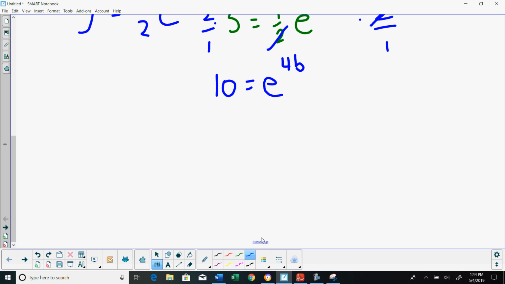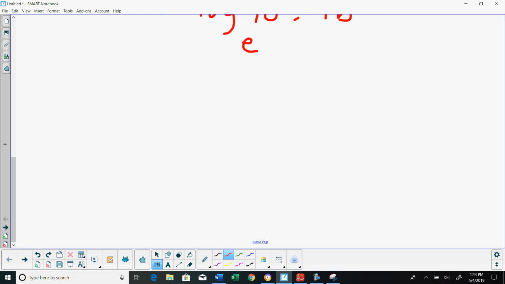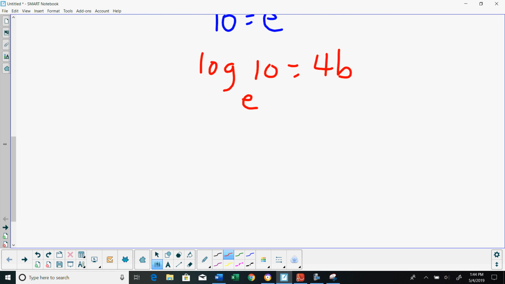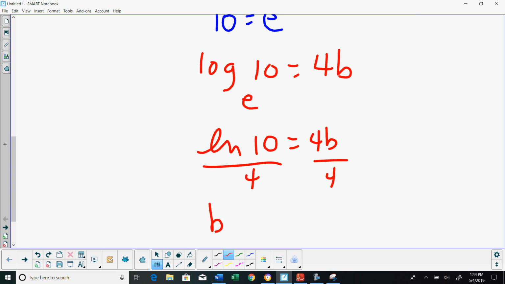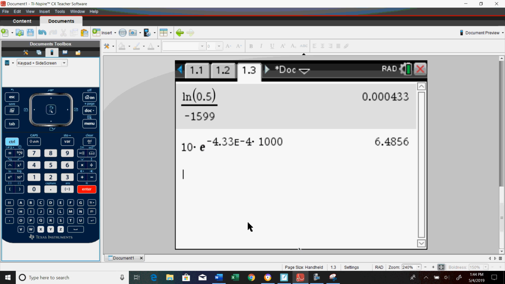And now I'm trying to solve for something that's locked in the exponent, so that means I do need to rewrite this in log form. So I'm going to write log to the base e of 10 equaling 4b. And log to the base e of 10 is the same thing as ln of 10. So I get ln of 10 equaling 4b, and I'm going to divide both sides by 4, and let's get a decimal answer for b.